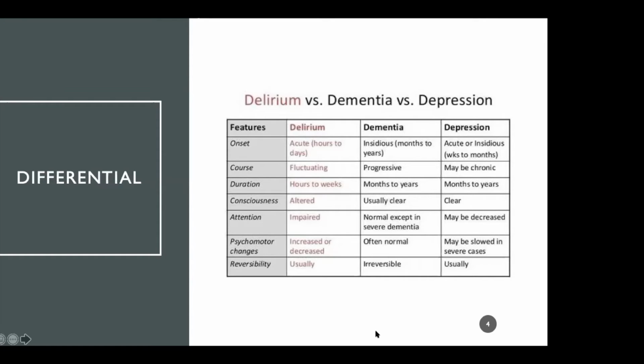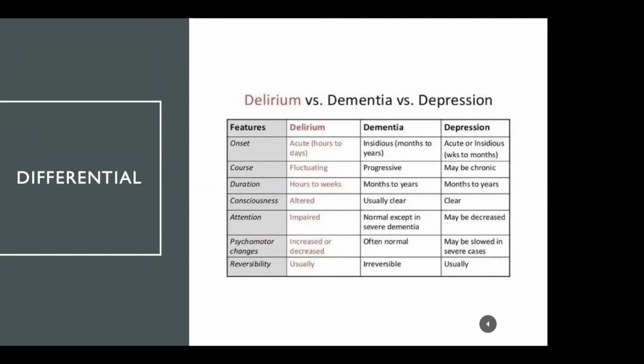It develops. And depression can be acute, that it comes on suddenly after maybe a specific stressor or event, or it can be insidious and slow. So it can happen from weeks to months. So that's how we would distinguish between these three in terms of its onset.